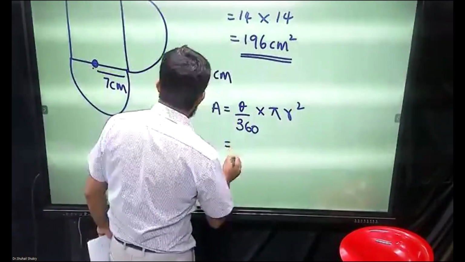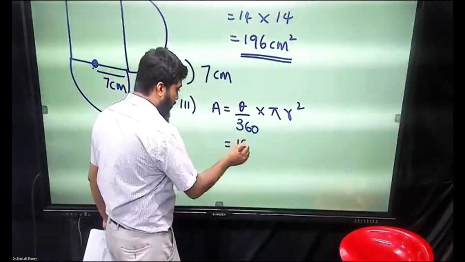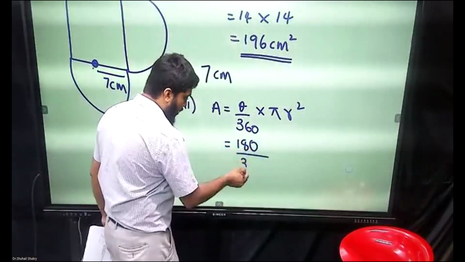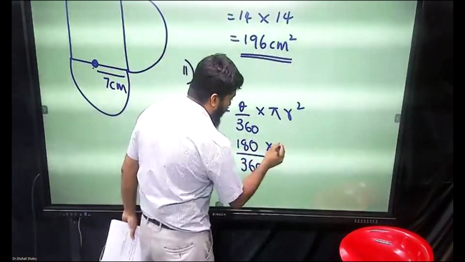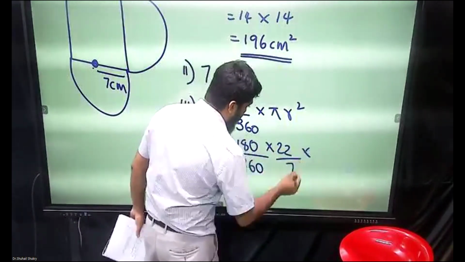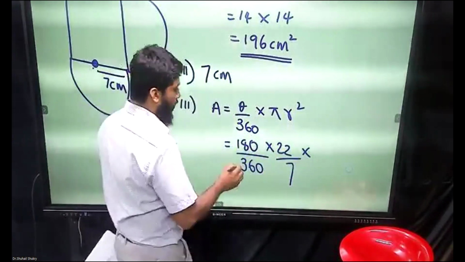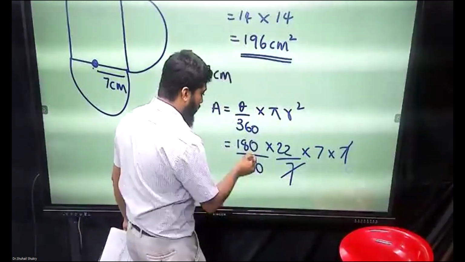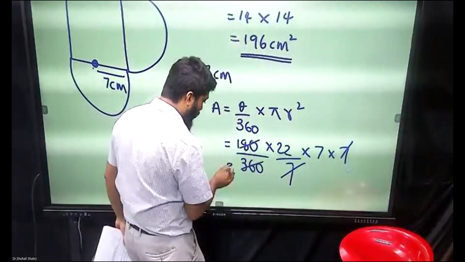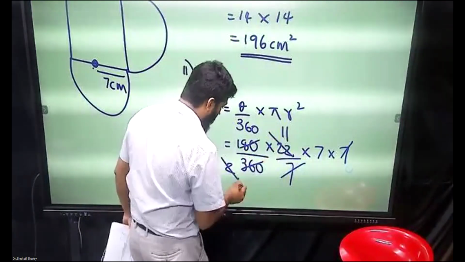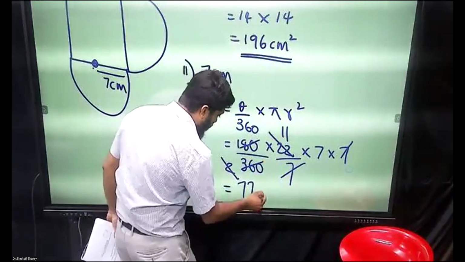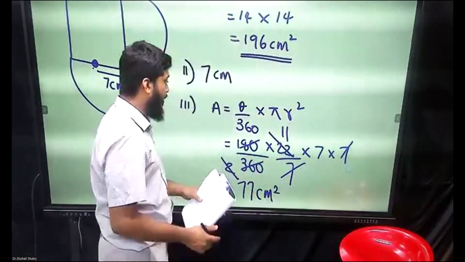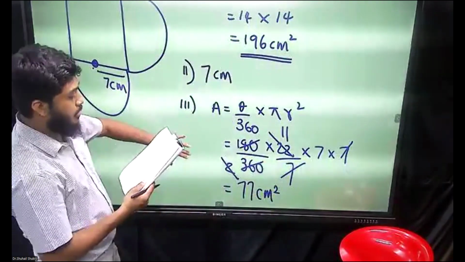So how much is theta? 180. Half circle means 180, so 180 over 360. For pi, we can write 22 over 7. For the radius, I can write 7 two times. 7 and 7, I can simplify. 180 and 360, I can write 2. This 2 and this 22, I can write 11. Then 11 into 7 is 77 centimeter squared. This is the area of a semicircle.